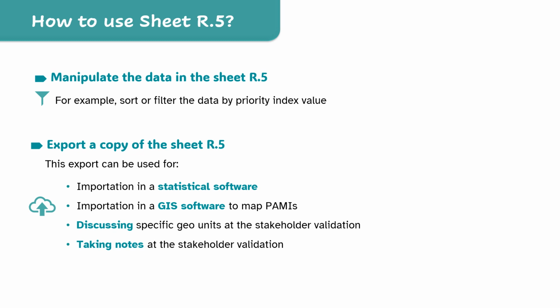Sheet R5 can also be used to guide discussions at the stakeholder validation, in particular, the column Priority Index and the column Number of Vulnerability Factors Present. Lastly, you can add columns as needed in Sheet R5 in order to take note at the stakeholder validation regarding the final PAMI status of each geographic unit.